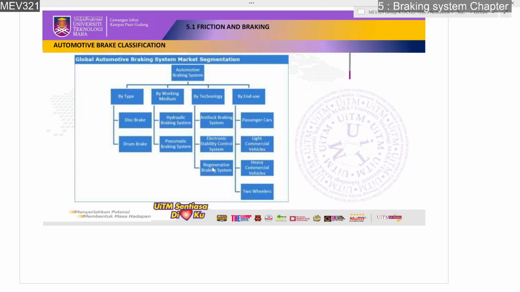We can use that energy to recycle back into the electrical energy or some form of energy that can be used. That's some of the technology that is used in the hybrid system. Example of the hybrid car system. Okay, and it also by end use. So this is just the classification of the automotive braking system. So it is not very important for you to know lah.